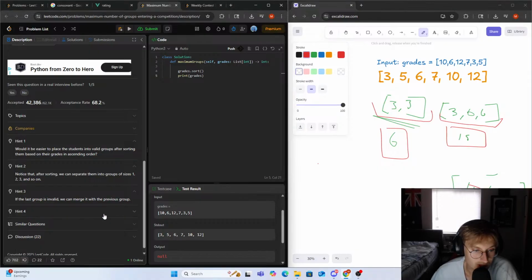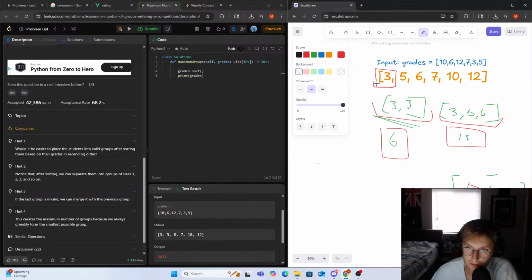So what I'm thinking here is that the first group is always going to be of size 1, right? So we're always going to add 3 here, right? So that is going to be our first group. Then we start from here, we want a size 2, right? So let's say we get 11 here, right? 11 is greater than 3. So I guess that works, right? We would have 5, 6.